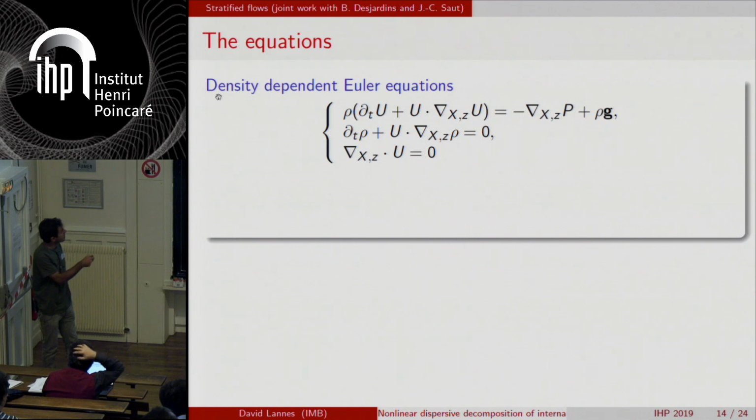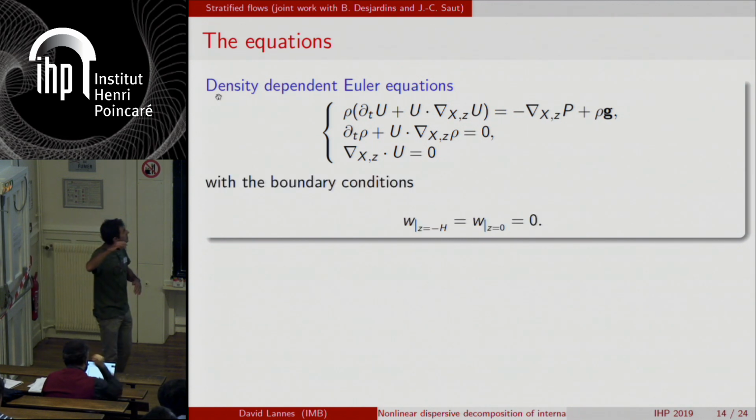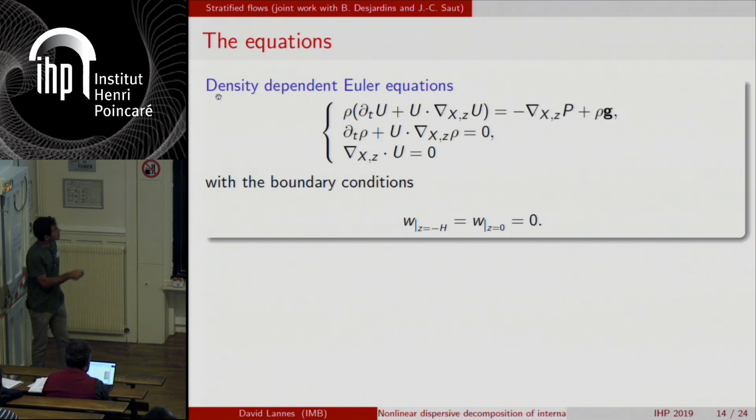So these are the set of equations. And I need some boundary conditions, which is just that the two boundaries are impermeable. So the velocity has to be tangential at the bottom, which is located at minus h, and at the surface, which is located at 0. Okay, so these are the equations. So what are waves for this? What could correspond to propagation of waves in the ocean with this?